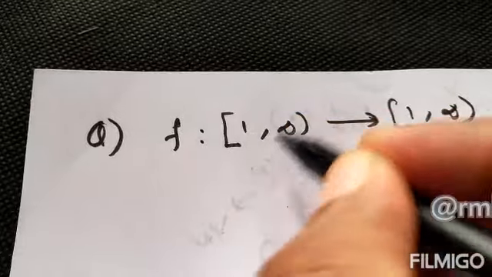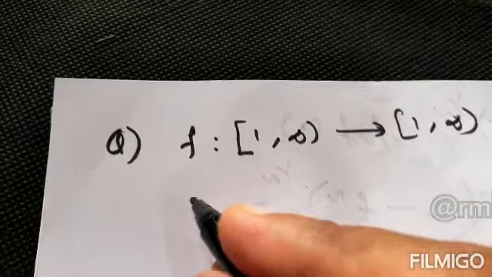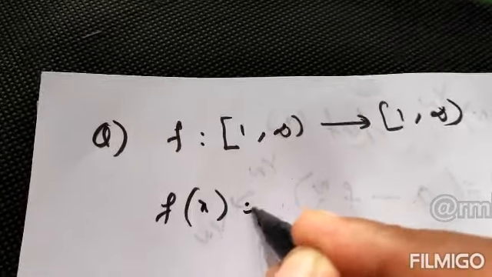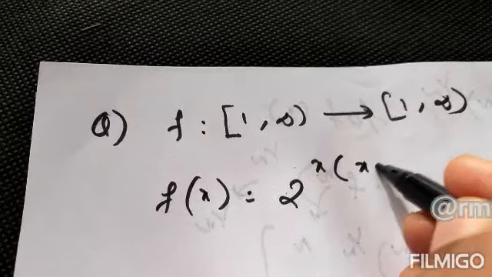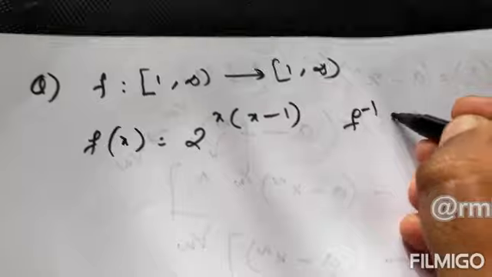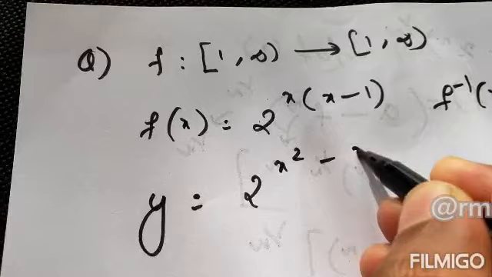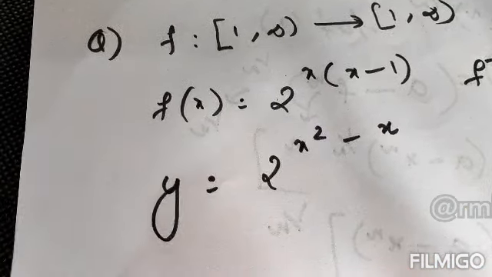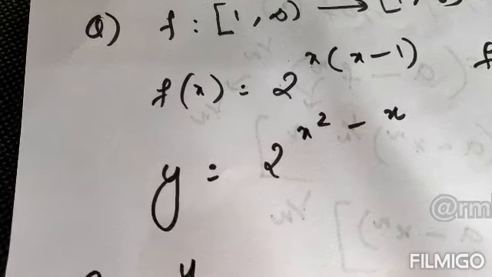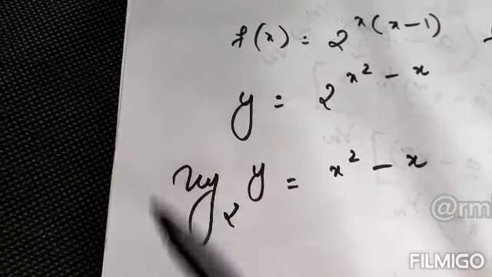Question. f from closed 1 to infinity to closed 1 to infinity, that is positive, greater than or equal to 1, codomain and domain. f of x is equal to 2 raised to x into (x minus 1). Find f inverse of x. Take y is equal to 2 raised to x square minus x. Taking these two to LHS, it is log y base 2 is x square minus x.